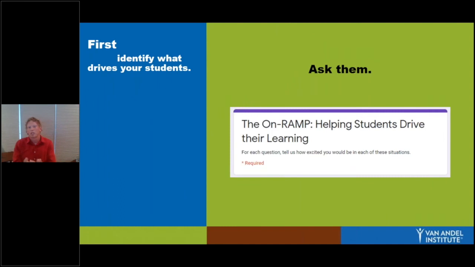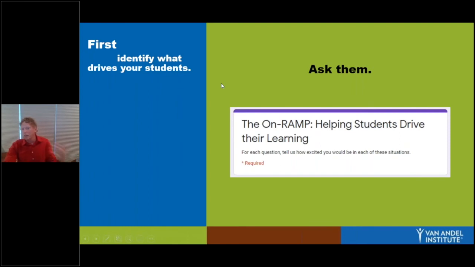So in your resource document, in your HyperDoc that's going to be emailed out, and it's also available in the handouts tab, there is a questionnaire, an interest inventory, where we give different situations, and then we ask students how much those situations would motivate or excite them. At the end, you're able to process that information and figure out which of your students responds really strongly to which of the different drive languages. So we hope that you find that tool valuable.